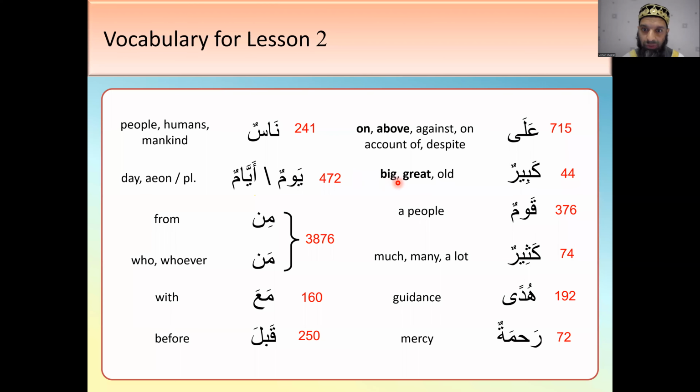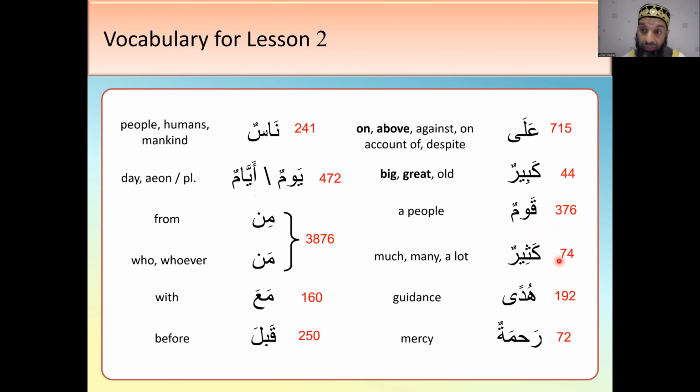Kabirun. The word that sounds like it is. Kabirun, 44 times. Big, great, old. Qawmun is a people. A people. Maybe even translates as a nation. Last week's slide had a nation in there.